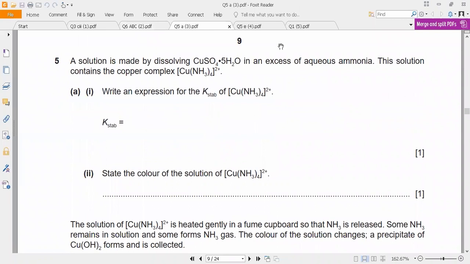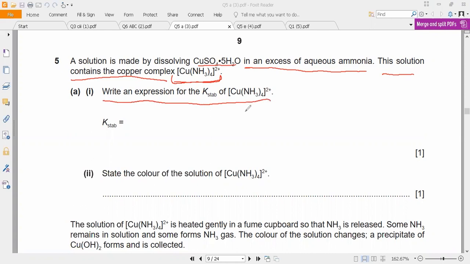Okay, this is a kind of simple question. A solution is made by dissolving CuSO4 hydrated copper sulfate in excess aqueous ammonia. We are adding this to a solution that has ammonia. This solution contains the copper complex. We have this copper complex, so we don't have water in it. Okay, no problem. Write Kstab of this.